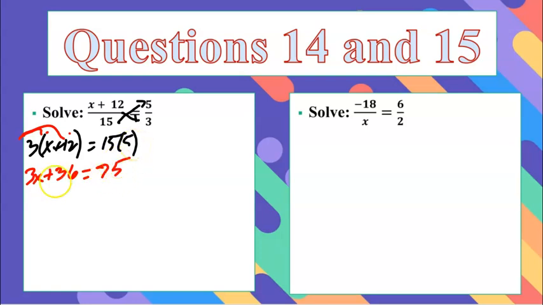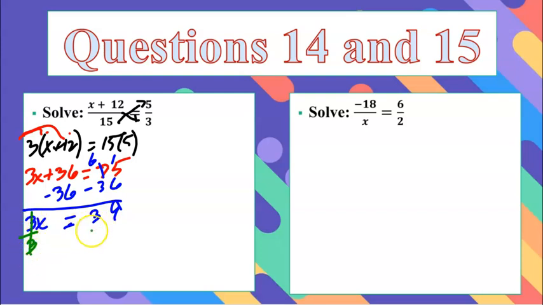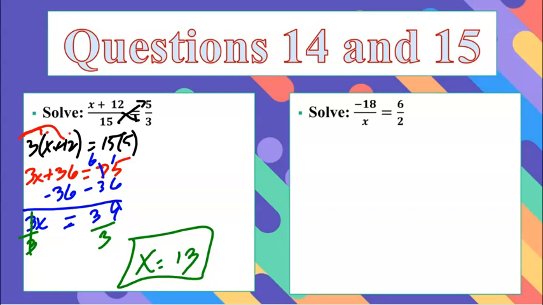We're solving for x, so I don't want this 36 here, so I'm going to do the opposite. I'm going to subtract 36. That gives us 3x equaling, here I need to borrow, 15 minus 6 is 9, 6 minus 3 is 3, so I have 3x equaling 39. The opposite of multiplying by 3 is dividing by 3, so I'm going to do that on both sides, and x will equal 13.